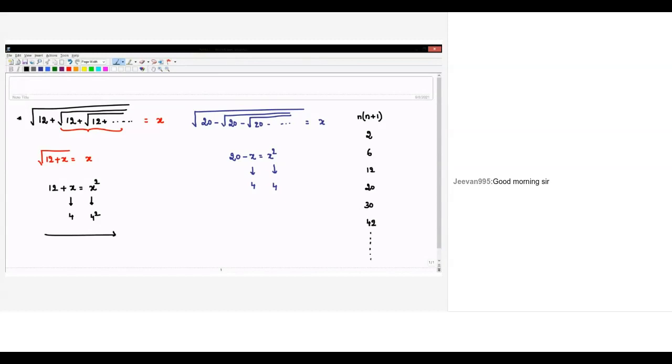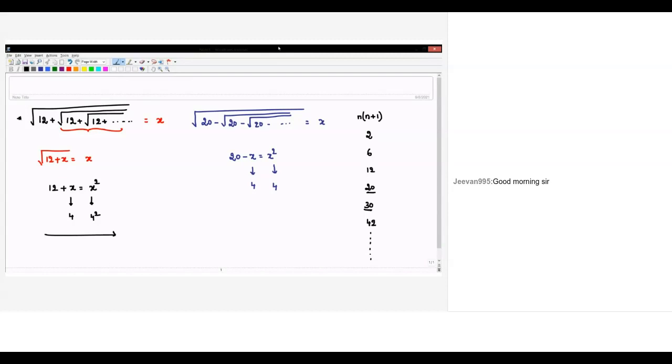If any numbers are in this format, then for example, you add 5 to 20, you will get 5 square. You subtract 4, you will be getting 4 square. To 30 also, if you add 6, you will be getting 6 square. If you subtract 5, you will be getting 5 square. So for any number in the form of n into n plus 1, if you add n plus 1 to this, you'll be getting n plus 1 square. If you subtract n, you'll be getting n square. Remember that.